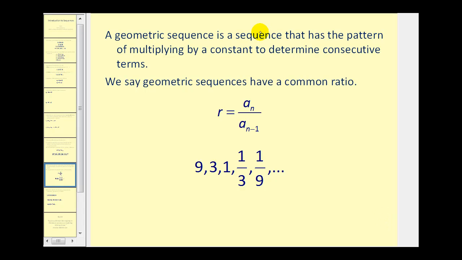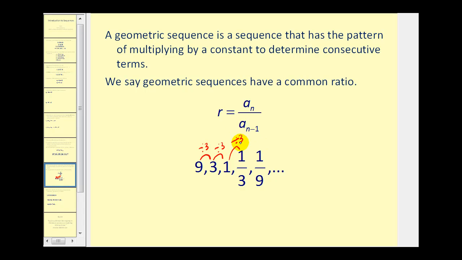For a geometric sequence, the pattern is that we multiply by a constant to determine consecutive terms. And we say geometric sequences have a common ratio rather than a common difference. And we can calculate that by taking any term in the sequence and dividing by the term before it. If we take a look at this sequence here, you may notice a pattern. And again, there's a couple of ways to identify it. To go from 9 to 3 and then 3 to 1, you could say, well, the pattern is dividing by 3. And that is true.